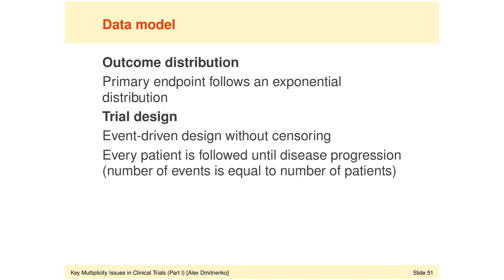The other 2 components of the data model include the outcome distribution and the trial's design. We're going to assume that the primary endpoint follows an exponential distribution. And when it comes to the trial design, we're going to consider an event-driven design without censoring. And when I say without censoring, that means that every patient is followed until disease progression, which means that the number of events is going to be equal to the number of enrolled patients here, because our ultimate objective here is to compute the target number of events.